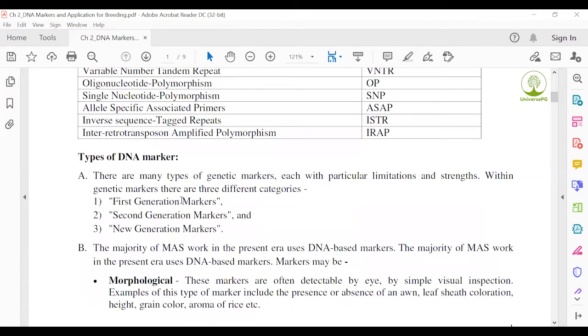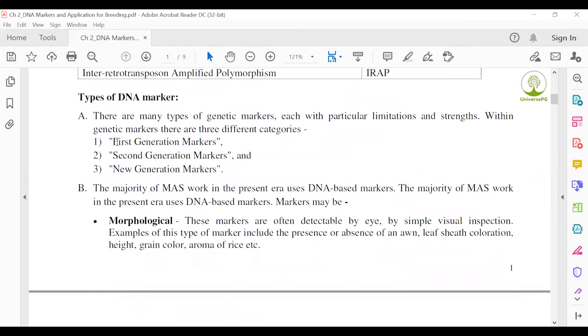Next, types of DNA marker. How many types of DNA marker are generally used for the identification of any characteristics? Generally, molecular markers are first classified by 3 levels: first generation marker, second generation marker, new generation marker. 3 levels.